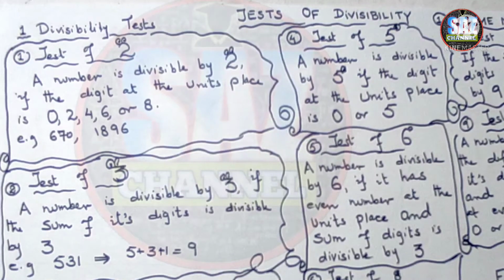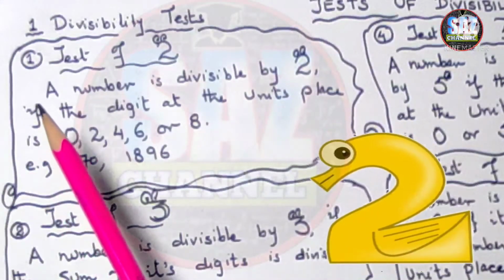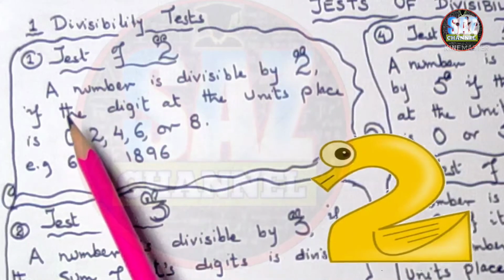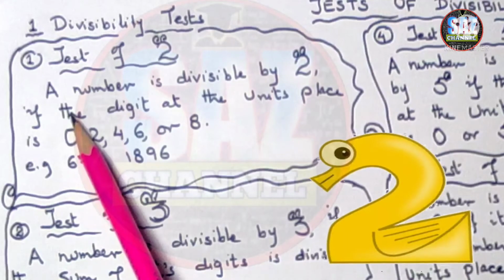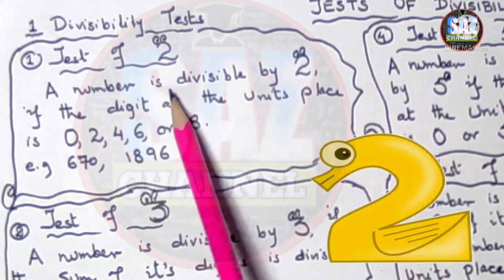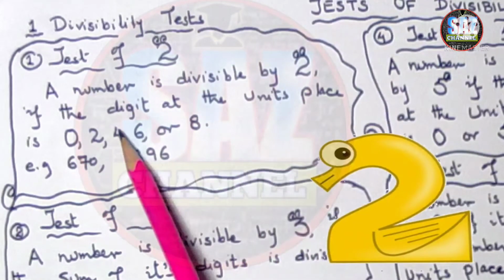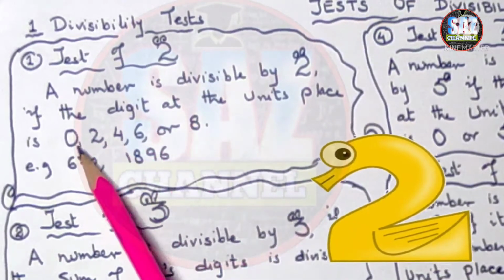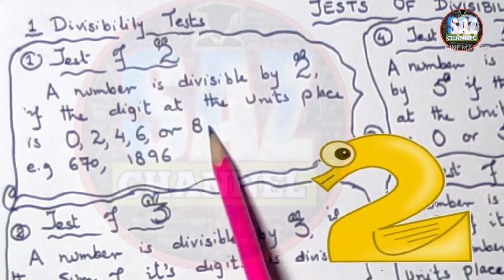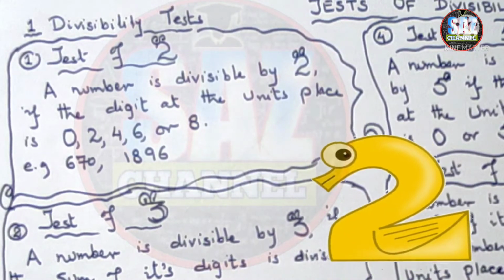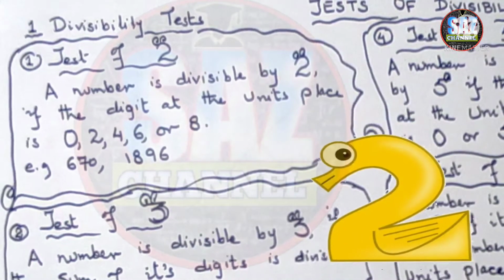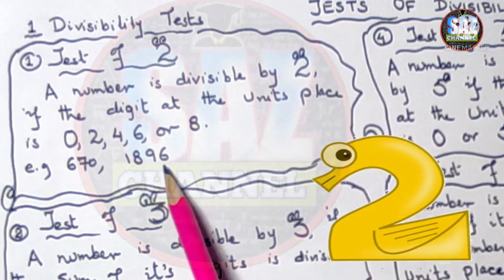Okay, moving to the divisibility tests, let's begin with the test of 2 and see what it tells us and how we can apply it. A number will be divisible by 2 if the digit at the unit place is 0, 2, 4, 6 or 8. So, in order to decide whether the number is divisible by 2 or not, what we have to observe is that the unit digit must be either 0, 2, 4, 6 or 8.